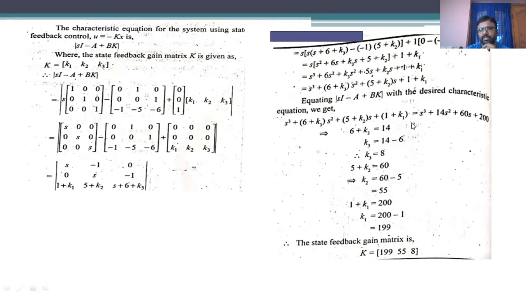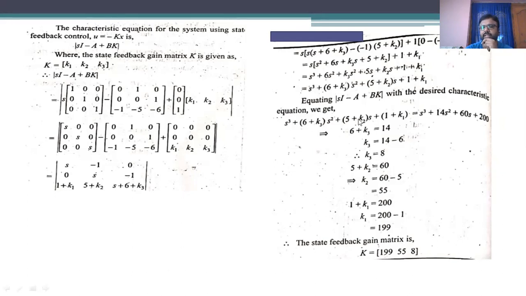So we have equated the characteristic equations obtained in step 1 and step 2. Just equating the coefficient values, that means equating S square terms on both sides, we are going to get 6 plus K3 is equal to 14. From that, K3 is obtained as 8.